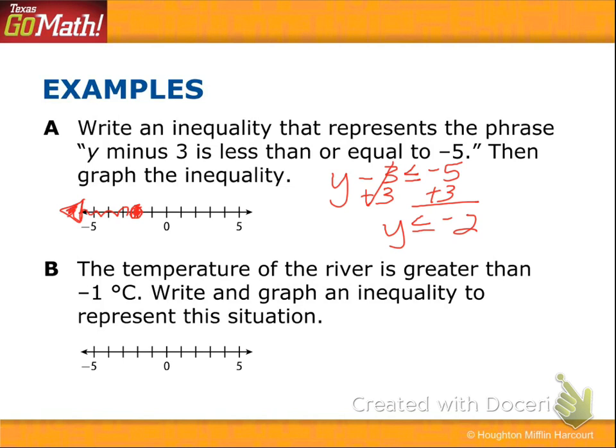Let's look at this next one. The temperature of the river is greater than negative 1 degrees. So we don't know what the temperature is, so I'm going to use x to represent it. x is greater than negative 1. So I have my greater than symbol, which is a little sloppy. Let me fix it. Greater than, it's still sloppy, look at me. Negative 1. So that means I'm going to find my negative 1. But since it is just a greater than symbol, I'm going to use an open point. And it is greater than, so I'm going to shade in this direction.